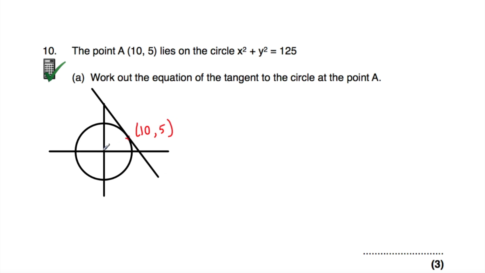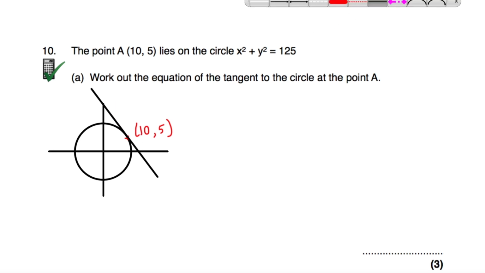To begin with, I'm going to work out the gradient of the radius. That'll help us find the gradient of the tangent because they're perpendicular, and then we can find the equation of the tangent. So I'm going to draw on the radius with a ruler and pencil. Remember, that's perpendicular to the tangent. The radius and the tangent meet each other at 90 degrees.